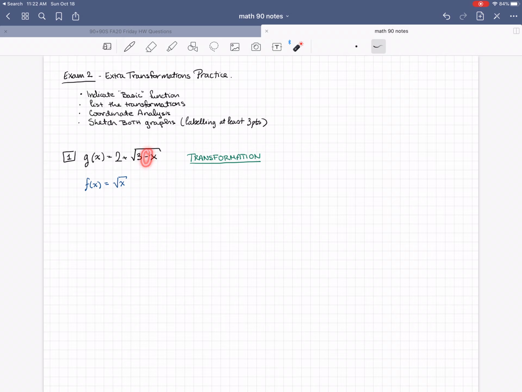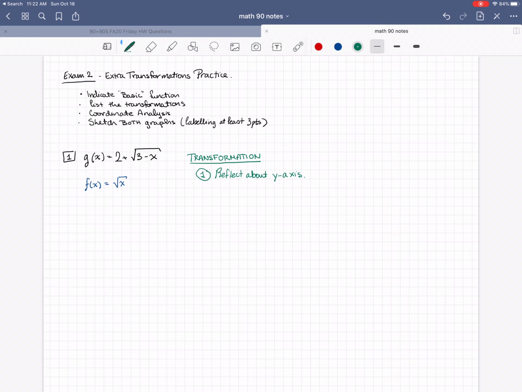A minus has been inserted in front of the x, a 3 has been added on after that, and then a 2 was added on the outside. We're going to think about these things in that order. So the first thing is this minus in front of the x. So say it with me if you're comfortable. This is a reflection around the y-axis, or maybe I should say about the y-axis.